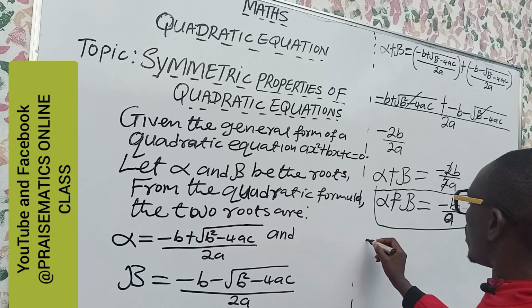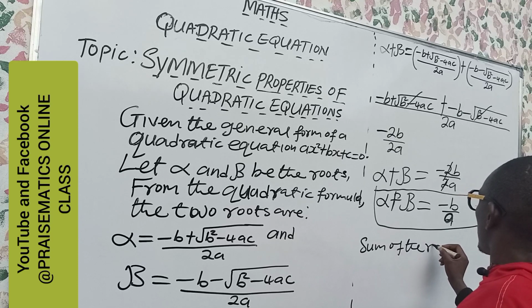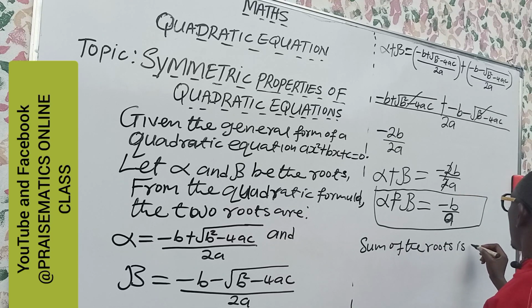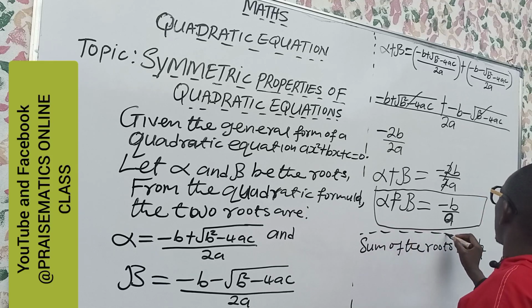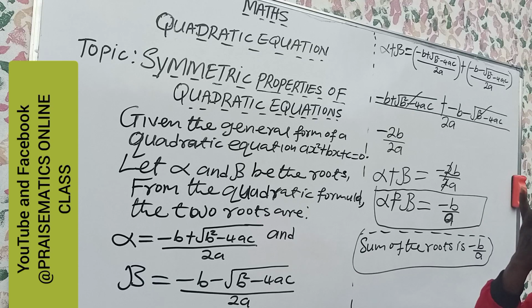In other words, the sum of the roots is minus b over a. So that is what we use to solve the sum of the roots. Anytime you are solving equations in symmetric properties and you want the sum of the given roots, you have the formula as minus b over a, and that is how to get it.